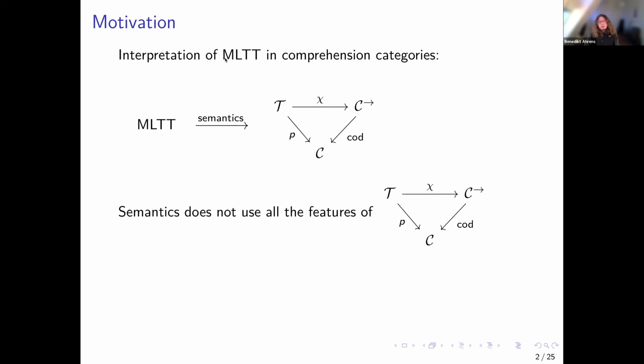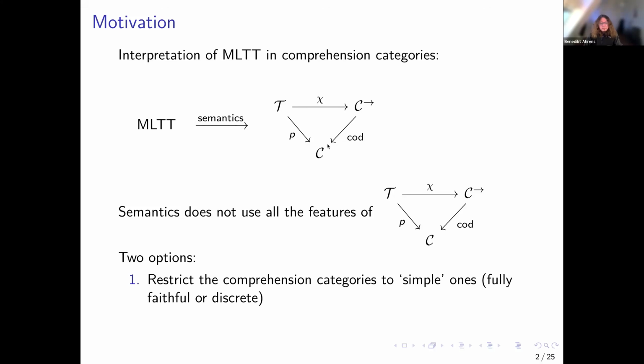When we interpret Martin-Löf type theory in comprehension categories, so this is a picture of a comprehension category, I will explain this much more mathematically precisely in detail. I will give a detailed definition. What is important now is that when we give semantics of Martin-Löf type theory in a comprehension category, we do not actually use all the features of a comprehension category. What precisely we are not using, I will explain.